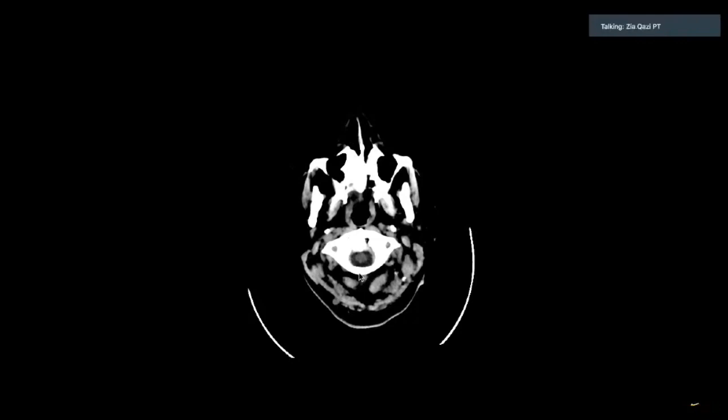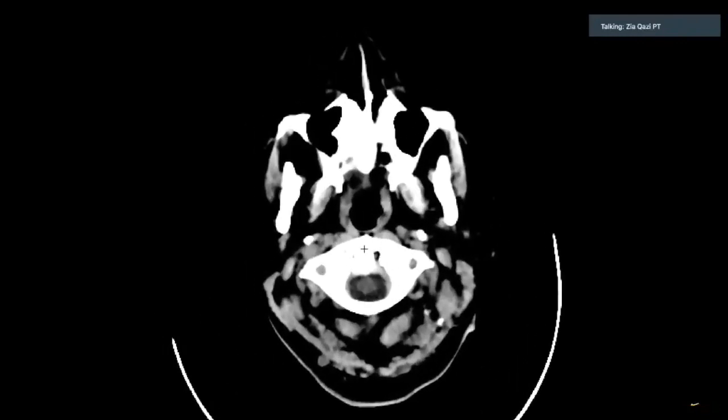How do you say this is C1? Because there is no spinous process. You just see a ring and an arc. If I zoom in a little, you see the arc and the ring of the C1. You can also see the odontoid process. You can see the odontoid process mostly in the next section.